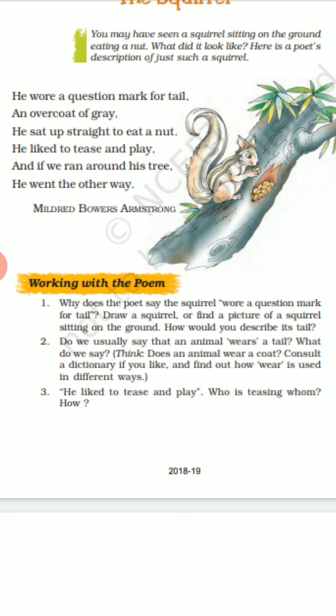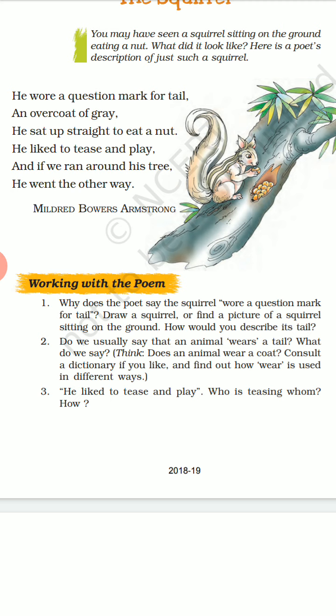Why does the poet say the squirrel wore a question mark for a tail? Draw a squirrel or find a picture of a squirrel sitting on the ground. How would you describe its tail? So here in the first question, there are 2 questions. First one and the second one, you have to do it by yourself. Okay, so why does the poet say the squirrel wore a question mark for a tail? Now we all know the answer.